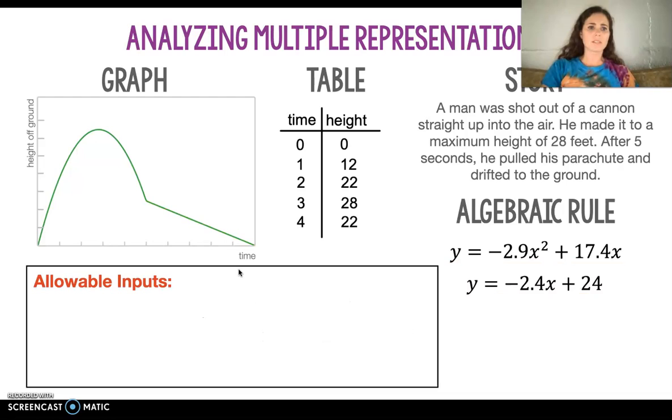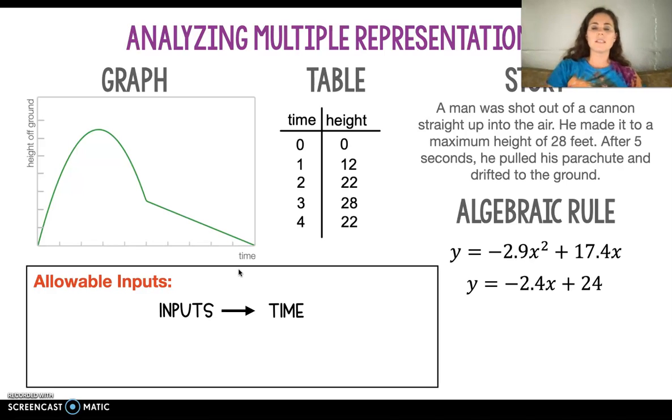So the last thing we can talk about are the allowable inputs. What makes sense in our situation? What can I put in for our x values? Well, we know that our inputs in this scenario are time. And the easiest way to identify what makes sense is to think about, well, how does time operate? Can't have negative seconds, so I know that my time has to be positive. I can see from my graph that time starts at 0. From the table, time starts at 0. And from the story, again, we're just using what we know about time, can't be negative. The rule, however, gives me no information about our allowable inputs.